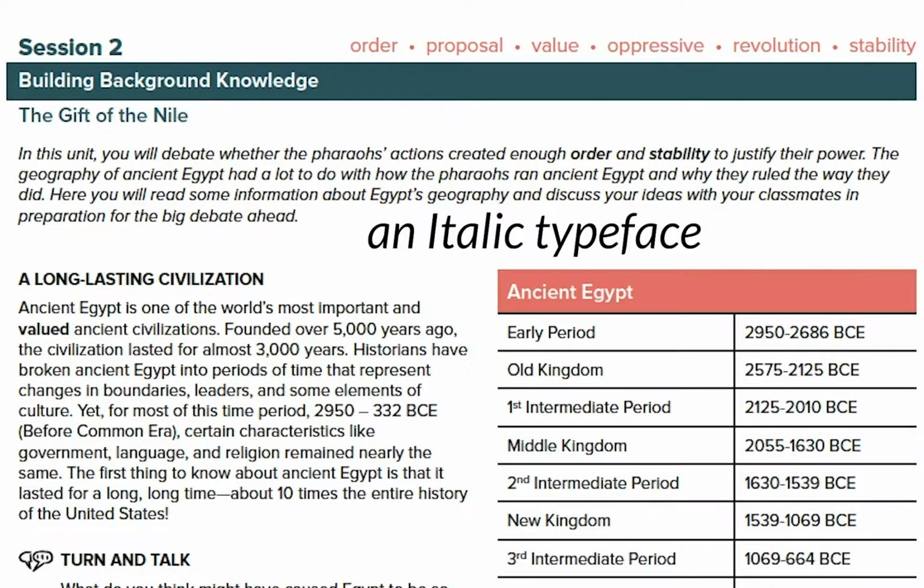Because it's the way that it works in this particular paragraph is it's telling you, hey, this is what this section's about, right? In this unit, you will debate whether the pharaoh's actions created enough order and stability, and those two words look special, and I'll get to that in a second, to justify their power. The geography of ancient Egypt had a lot to do with how the pharaohs ran ancient Egypt and why they ruled the way they did. Here you will read some information about Egypt's geography and discuss your ideas with your classmates in preparation for the big debate ahead. So, it's in italics, it's kind of this like thin, slanted text.